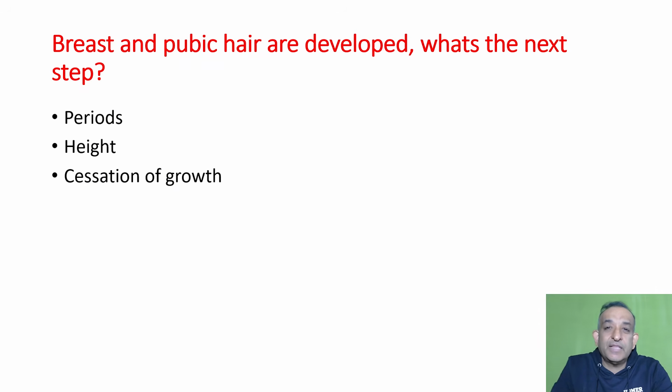Breast and pubic hair are developed. What is the next step? I'm sure the question is about female puberty and what is the series of events. So first is breast, next is pubic hair, next is height, and the last is the periods. So when a patient has breast and pubic hair, the next step is growth in height. And once the girl gets periods, the height growth stops. That's why precocious puberty is not so good. Once a girl gets period, let's say at 7 years, her height growth will stop. Please understand, and then you'll remember for life.